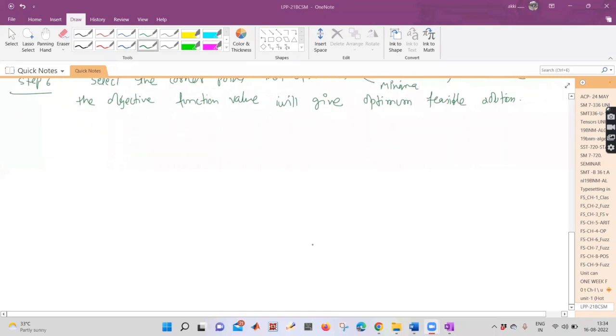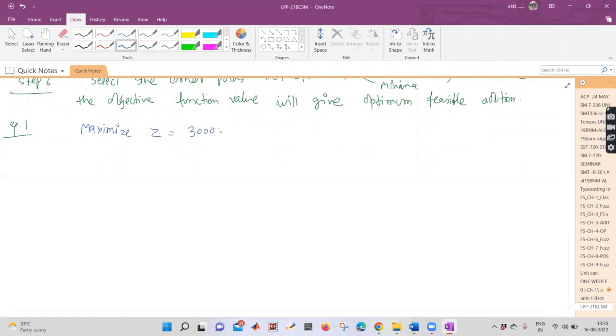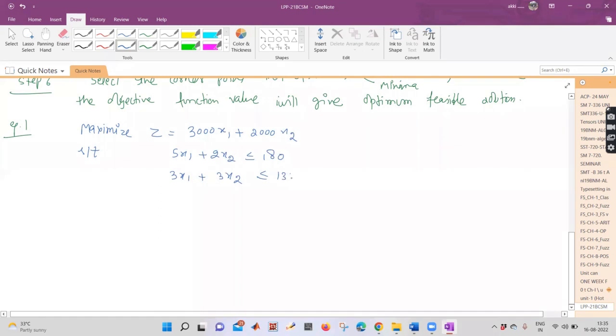So my problem here is, suppose it is asking: maximize Z equals 3000x1 plus 2000x2, subject to the constraints 5x1 plus 2x2 less than or equal to 180, 3x1 plus 3x2 less than or equal to 135, x1 and x2 greater than or equal to 0.